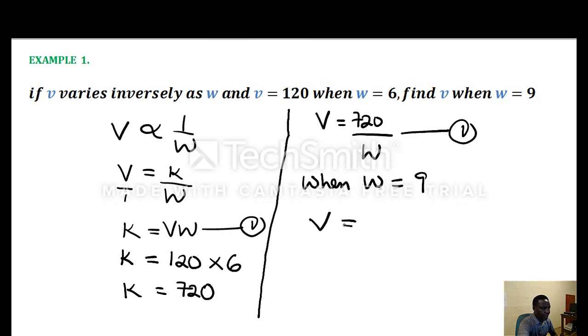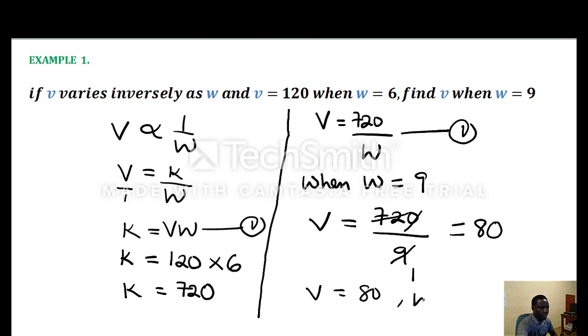v will be equal to, we have the relationship that v is equal to 720 divided by w. This is going to be 720 divided by w, and w has been given to be 9. And this is going to give us 80. So our answer is that v is equal to 80 when w is equal to 9.